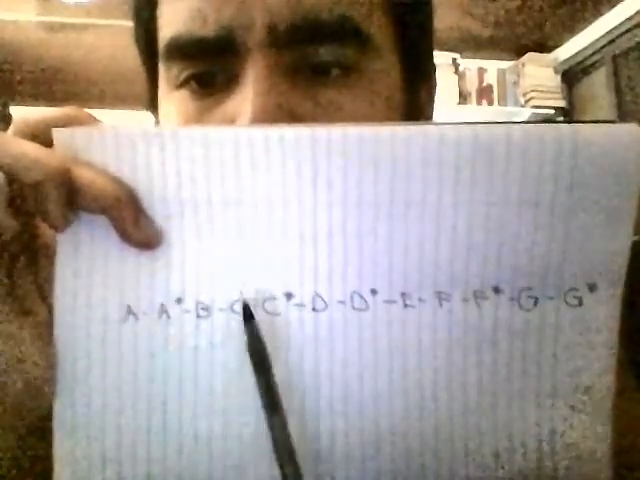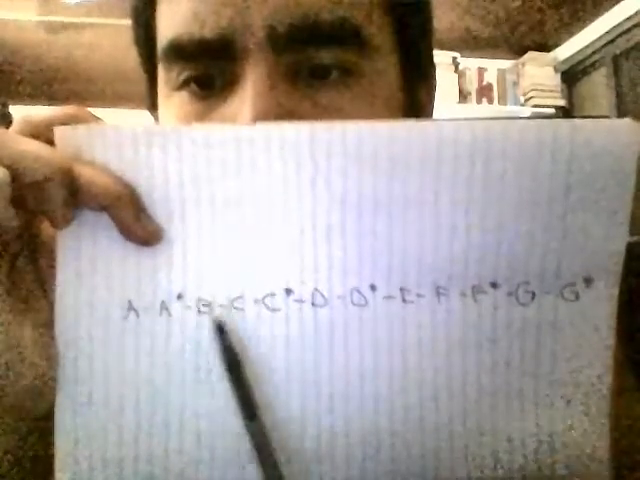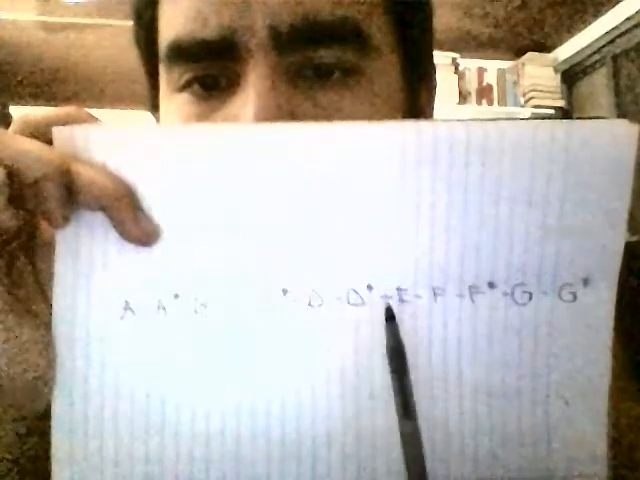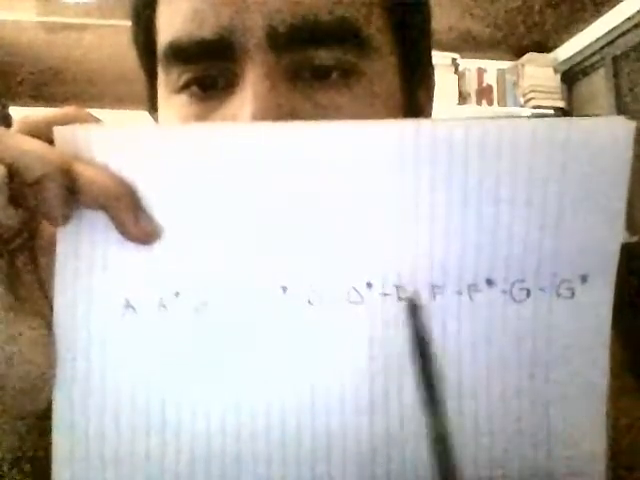A to A sharp, B, C. No sharps and flats in between. C sharp, D, D sharp, E, F. F to F sharp, G, G sharp.